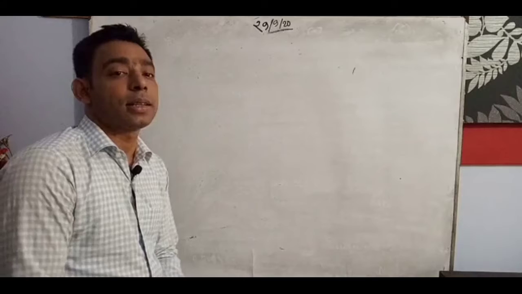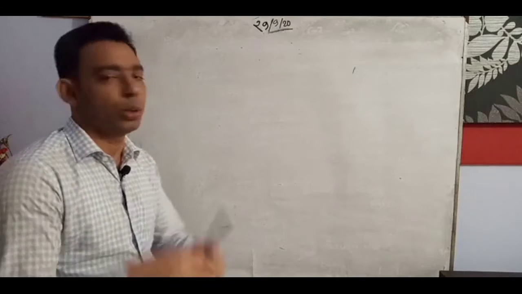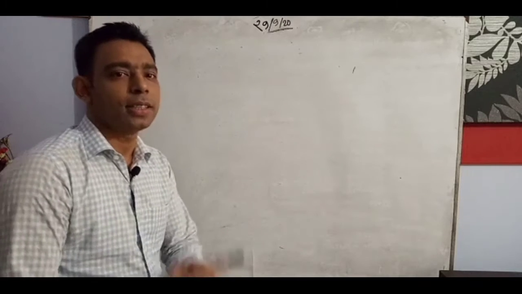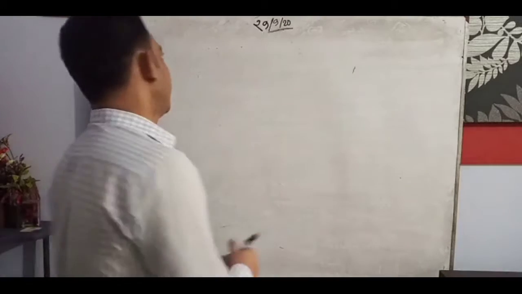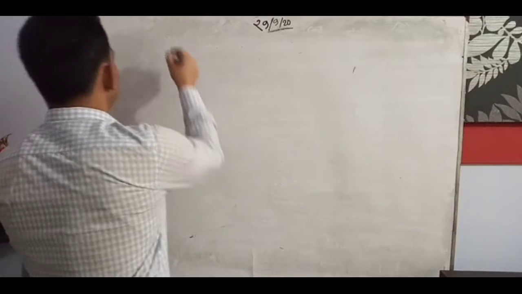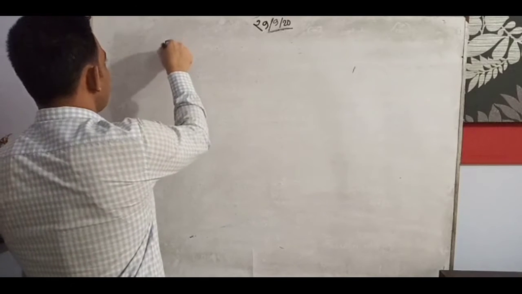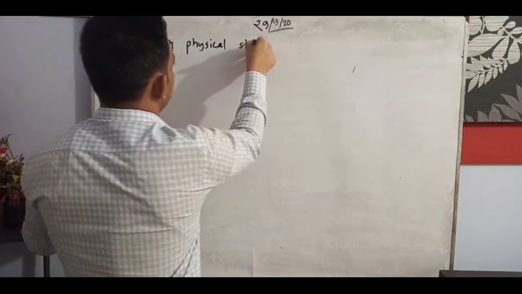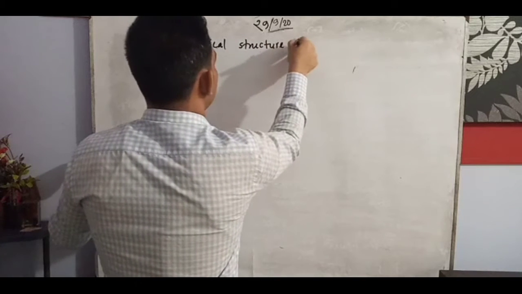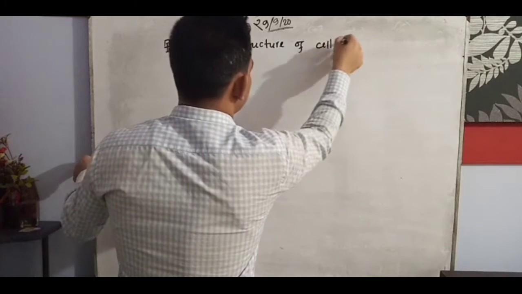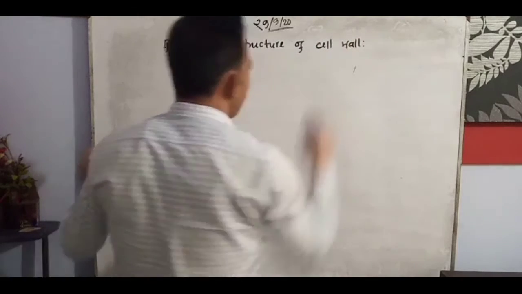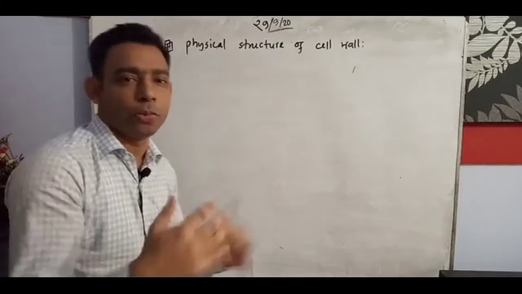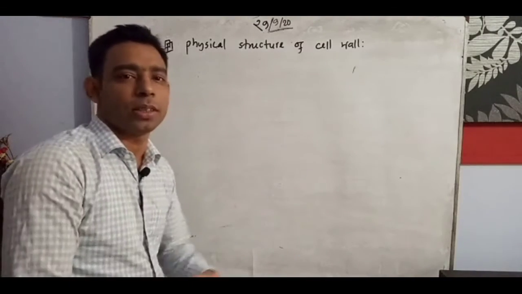So I take this class now, and today we will go through a very important topic, that is the structure of cell wall. Okay, so the very first one, physical structure of cell wall. We cannot think about it before we go through understanding the structure of cell wall.